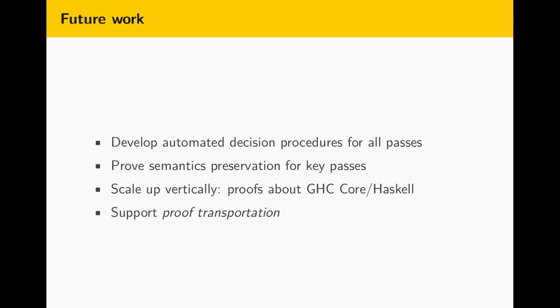And then we're interested in looking into proof transportation, where we would like to take a verification result on the source code, such as some model checker or a theorem that was proven on a specific program, and transport that result over the compiler pipeline to a property on the compiled code.